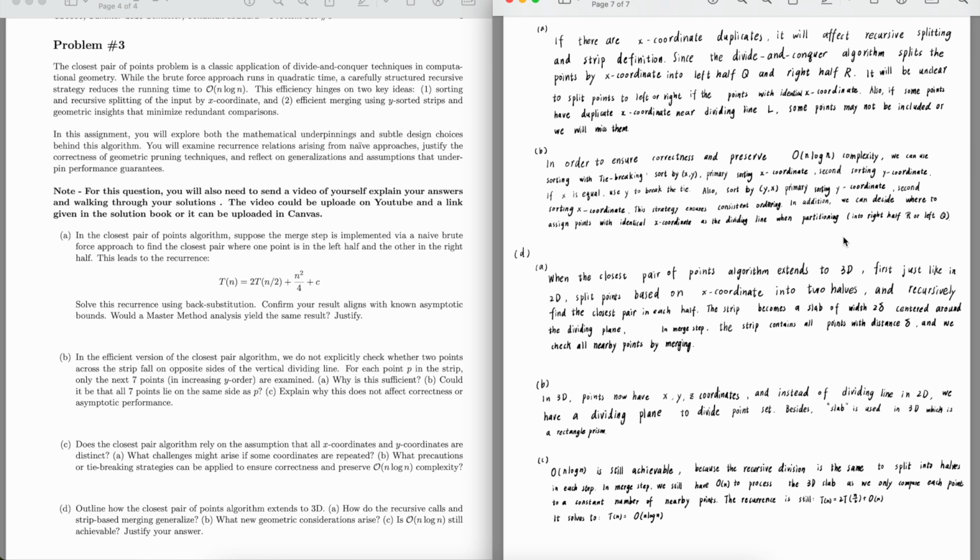And C, is O of n log n still achievable? Yes, O of n log n is still achievable because the recursive division is the same, splitting into halves in each step. In the merge step, we still have O of n work to process the 3D slab, as we only compare each point to a constant number of nearby points, so the recurrence is still T of n equals 2T of n over 2 plus O of n, and it solves to T of n equals O of n log n.